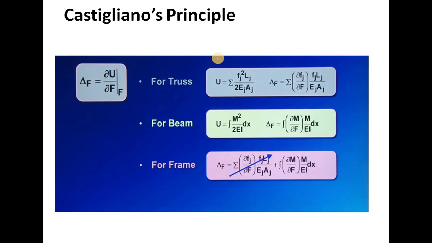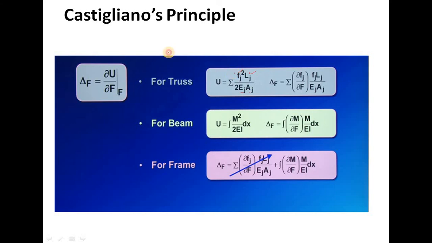Yeah, but before finishing off that, I will try to explain how you can apply Castigliano's principle for other types of structures, like for a truss. U is given as, that is strain energy is F squared j Lj divided by 2 Ej Aj. Fj is the force in each and every component of the truss because of the external load applied. Lj is the length of each member. Ej and Aj are the Young's modulus and cross-sectional area.